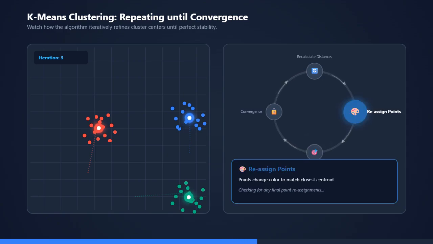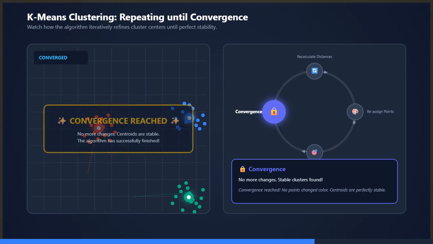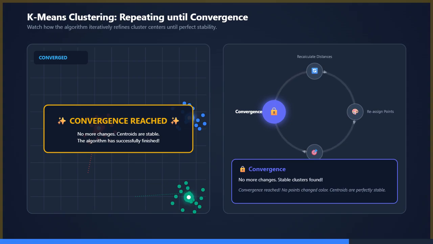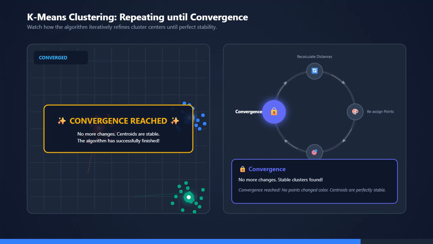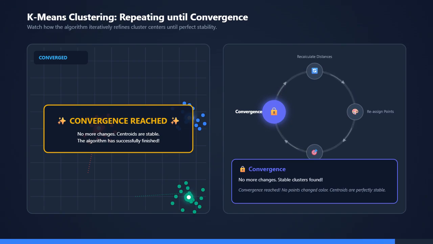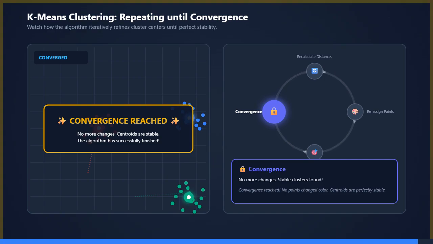Eventually, after a few iterations, something magical happens. The centroids move to the absolute perfect center of the natural data clusters. When the loop runs again, not a single data point changes color. Not a single centroid moves. The algorithm has stabilized. In data science, we call this convergence. The k-means algorithm is officially finished, and your hidden groups have been successfully discovered.